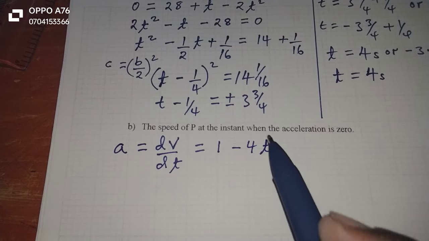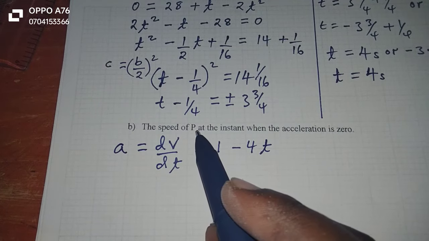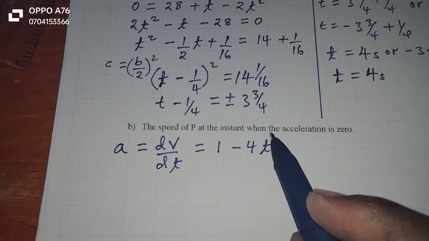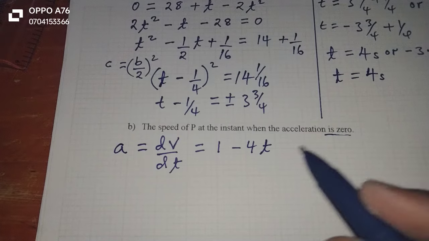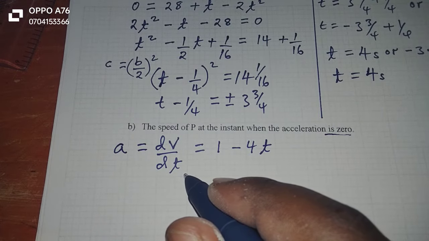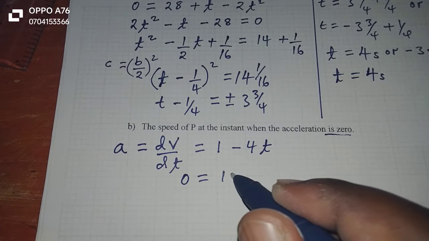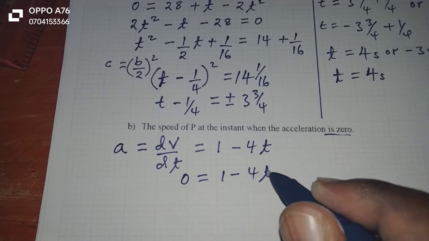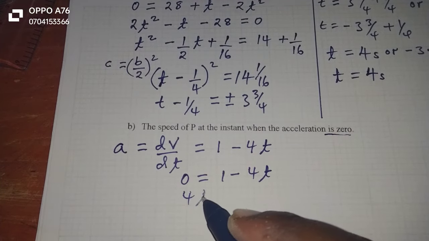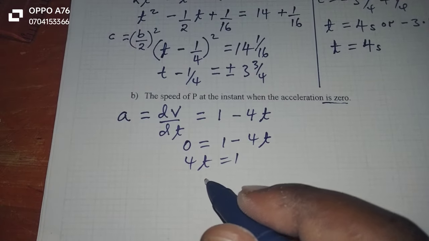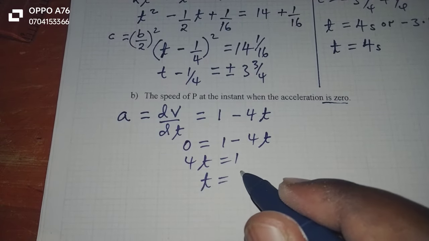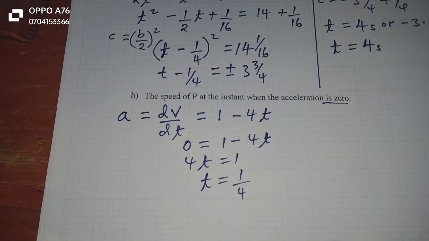With our acceleration function, remember we need speed when P is having an acceleration of 0. Therefore, we will equate now acceleration to 0, so that we may first of all get t. This is 4t being equal to 1, or rather the value of t being equivalent to a quarter.